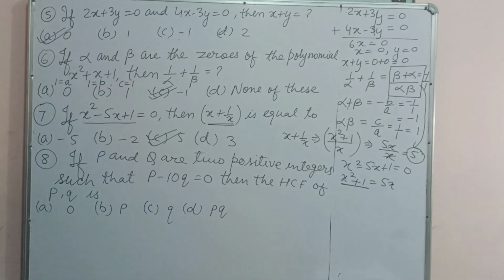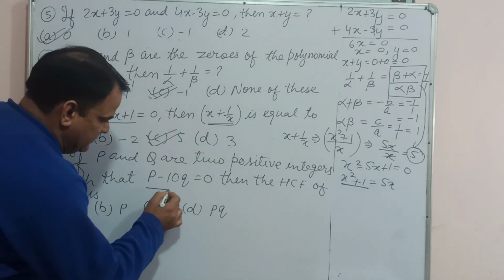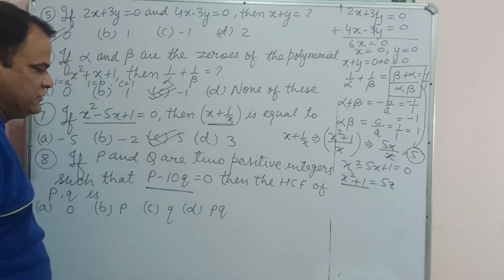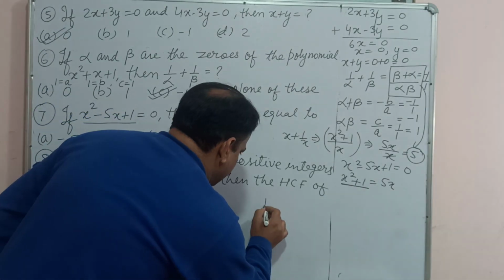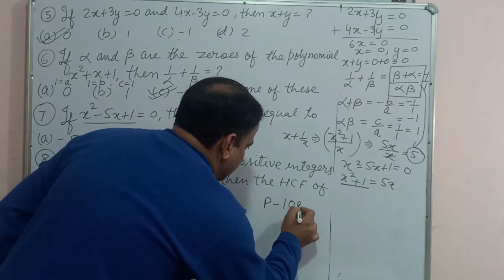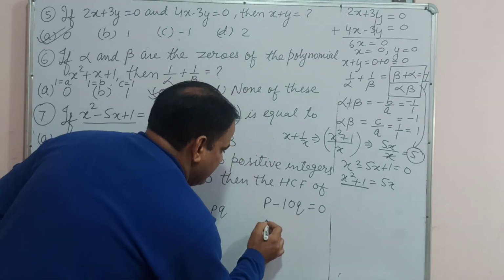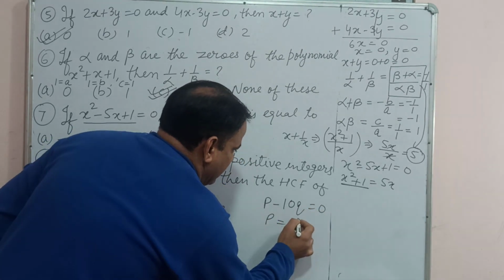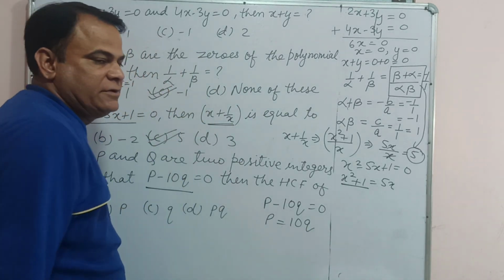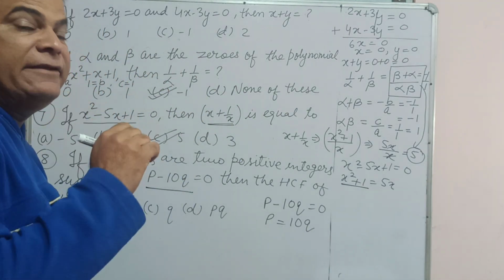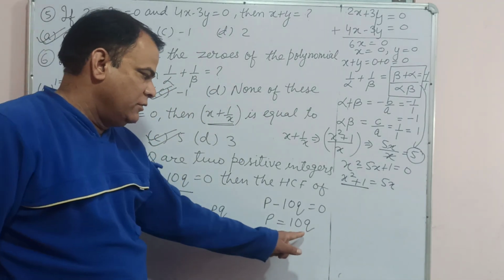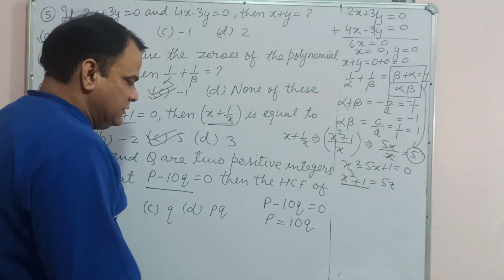Okay, now we have to take this equation. P minus 10 Q equals 0, by transferring, P equals 10 Q. Now this is our equation, and by taking any values of P and Q, we will solve this question.